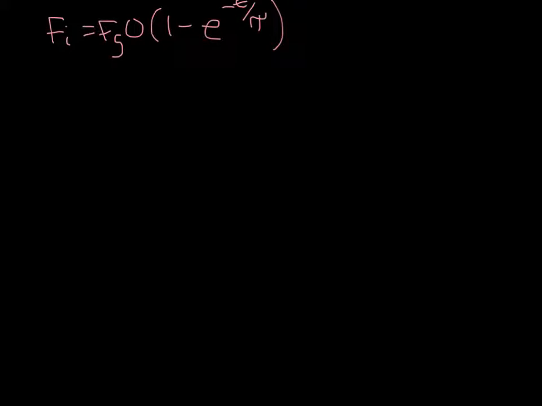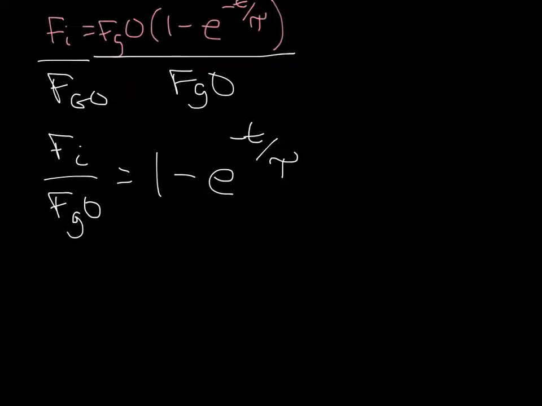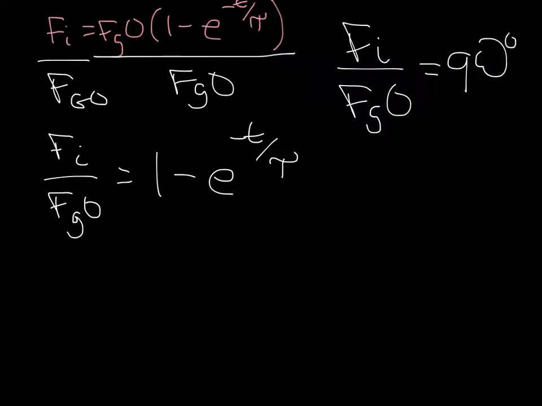Okay, so here's our equation. Now the first thing we need to do to isolate our t is to divide both sides of this equation by F_GO, whatever that means. So we're going to divide both sides by F_GO here, leaving us with F_i over F_GO, which should look familiar, equals 1 minus e to the negative t over your time constant. Now on the last slide we said that F_i over F_GO was 90% or 0.9. So we can substitute that in right here.